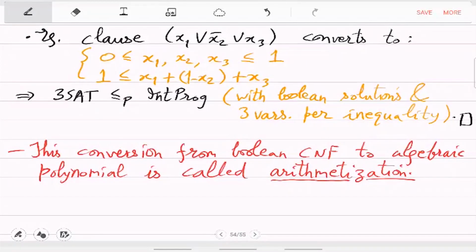So you have seen that integer programming is NP complete even under great restriction. So let's do this arithmetization more. Another example, or another way to arithmetize CNF.